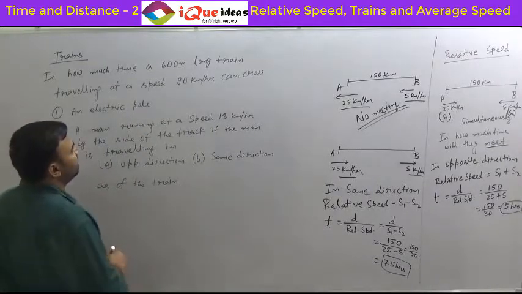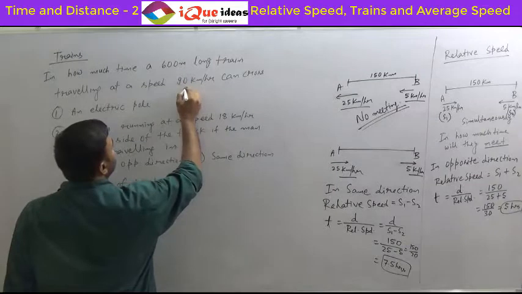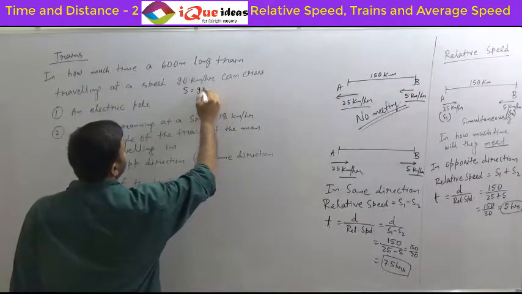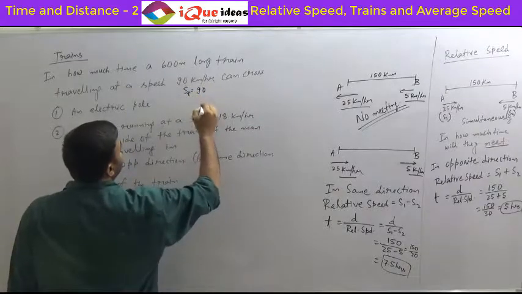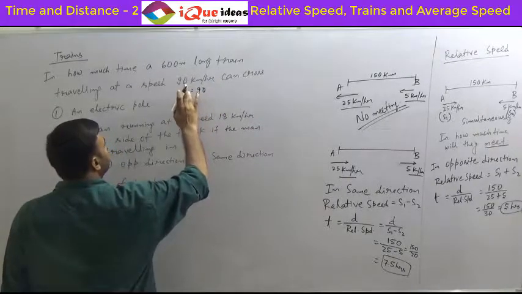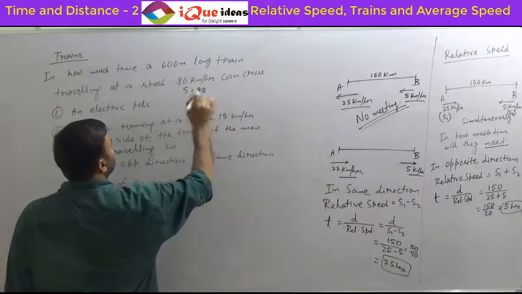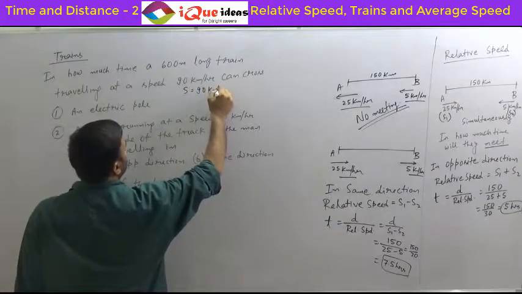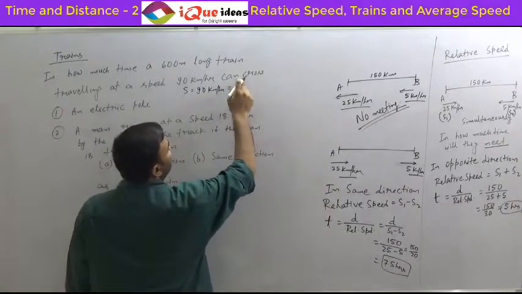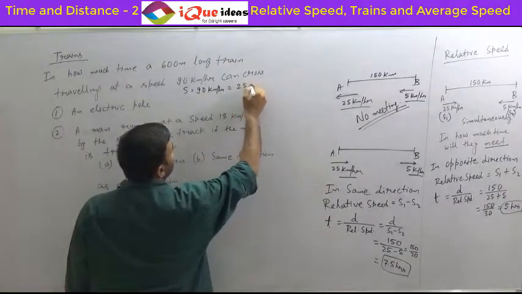So let's do one thing. First, convert the speed of the train. Let's call S the speed of the train. So the speed of the train is 90 kilometers per hour. I'm sure you can memorize or recall it. So 90 into 5 by 18, so 25 meters per second.